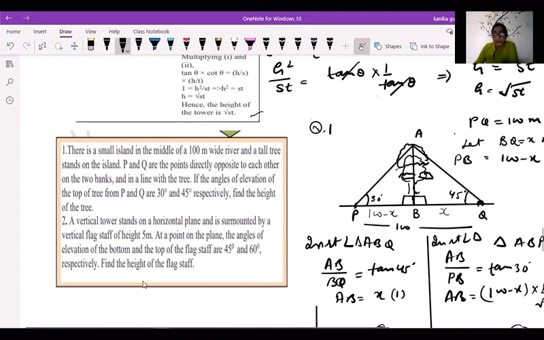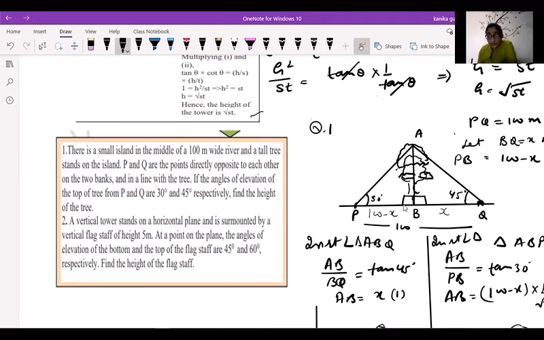Now some questions are given for you to solve yourself. There is a small island in the middle of a 100-meter wide river, and a tall tree stands on the island. P and Q are points directly opposite to each other on the two banks and in a line with the tree. If the angles of elevation of the top of the tree from P and Q are 30 degrees and 45 degrees respectively, find the height of the tree.